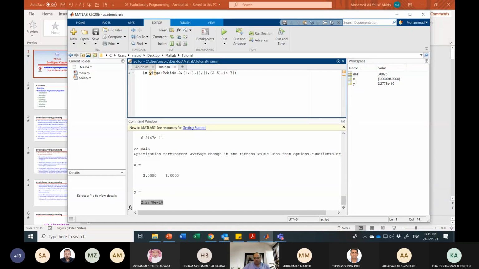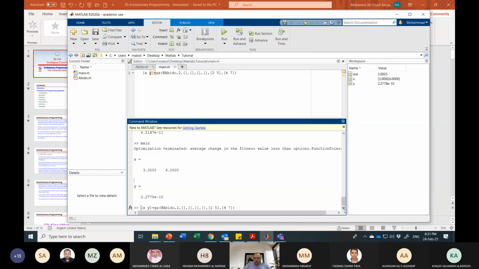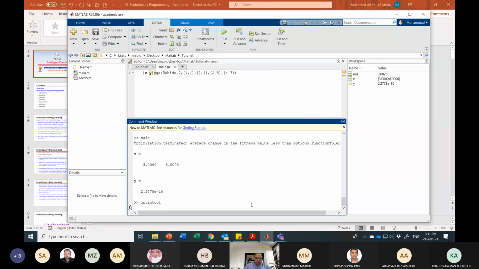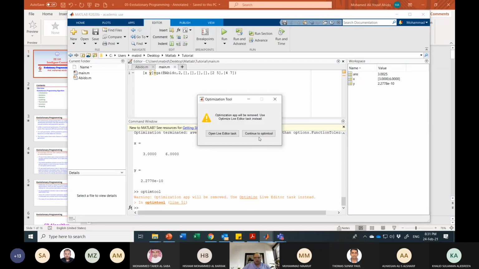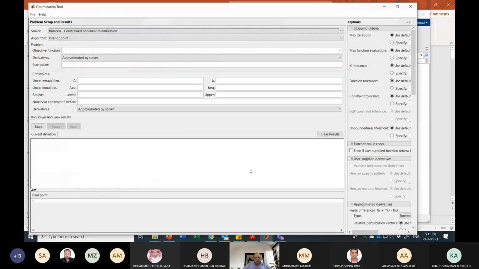The other way to do it, for graphical user interface, you can use the optimization tool, optimtool. And then you can run it, and then you continue. It opens like this graphical user interface. Do you see it?